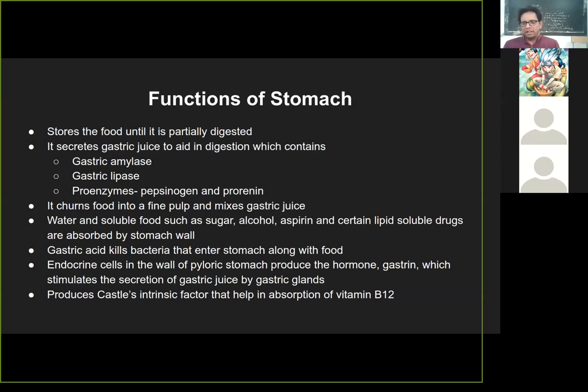Endocrine cells in the wall of the pyloric stomach. In the pyloric region of the stomach, there are these endocrine cells, which produce the hormone gastrin. Now gastrin is responsible for stimulation of the secretion of gastric juice by the gastric glands. So in the inner lining of the stomach walls, there are these gastric glands, and their secretion of gastric juice is controlled by gastrin from the pyloric region.